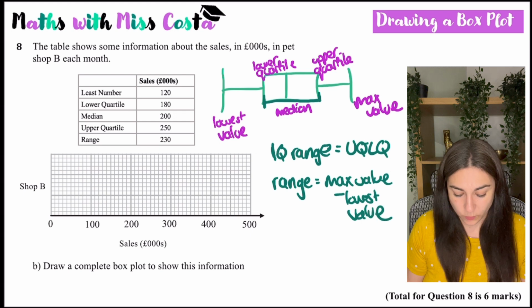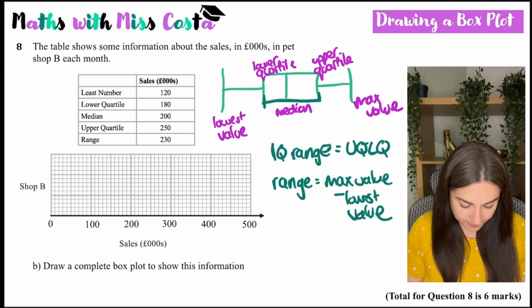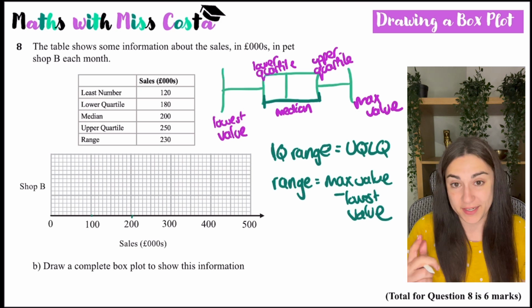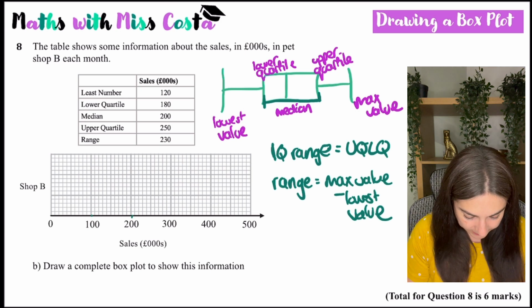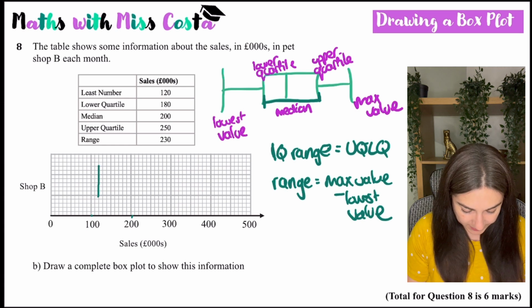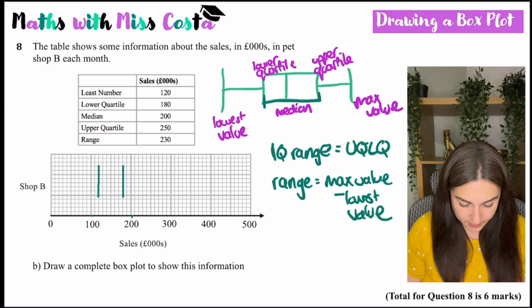So let's have a look at what I've been given. I know the least number is 120. So the distance between these 10 squares is 100, so each square must be worth 10. So 120 would be here. The lower quartile is 180. The median is 200. The upper quartile is 250.